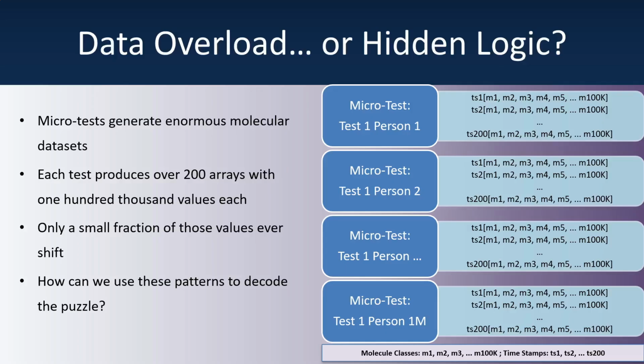The output from these microtests might look like noise, but it isn't. Somewhere inside all this molecular data is the hidden logic we need to control our longevity genes. So now the question is this: can we really convert this raw molecular data into multi-layered gene control circuits?